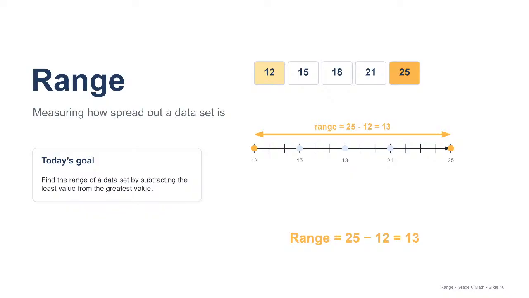Today's goal: find the range of a data set by subtracting the least value from the greatest value. The range: 25 minus 12 is equal to 13. Largest value minus smallest value. 25 minus 12 is 13.